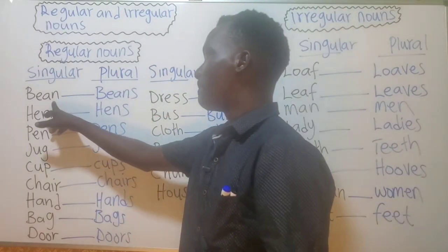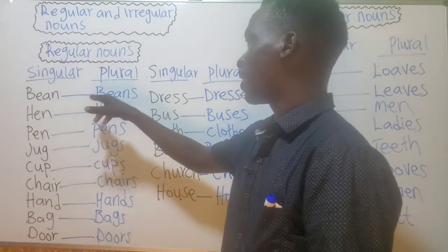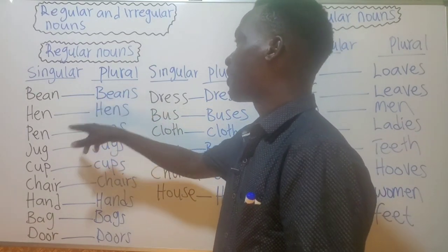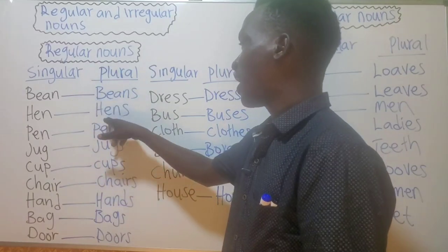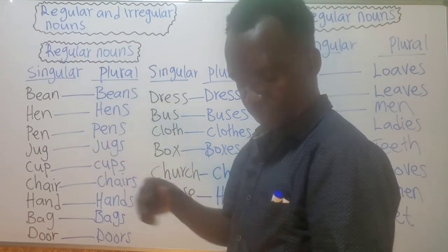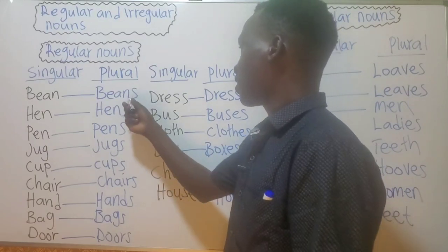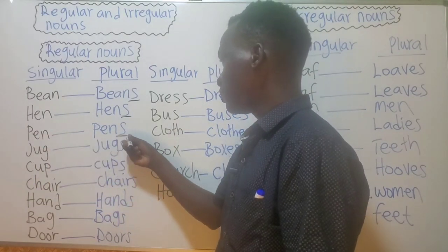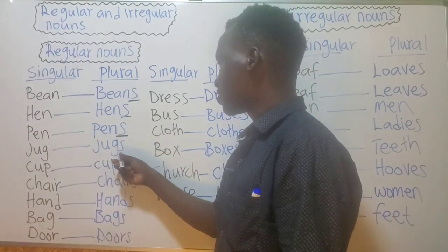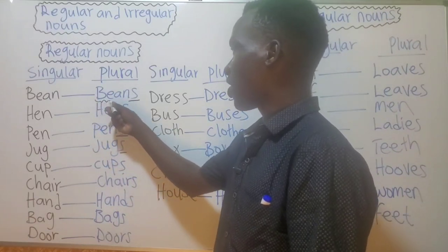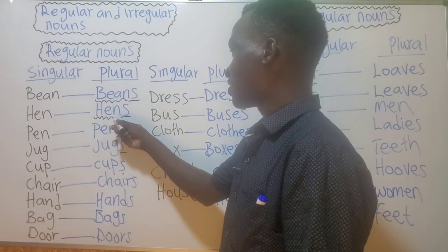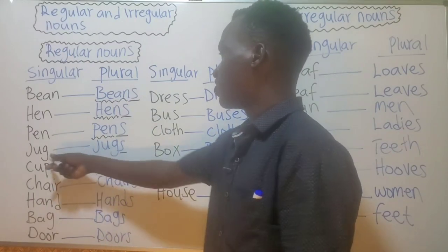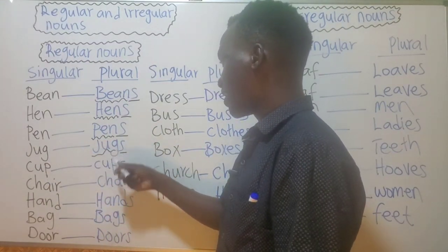For example, we have bean, and then beans. Hen becomes hens. You just add S. Here we have S at the end. Pen becomes pens. Jug becomes jugs. You see, the rest of the word remains. Jug remains, and then you add S.